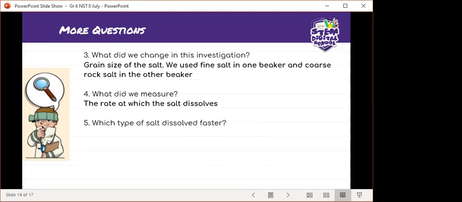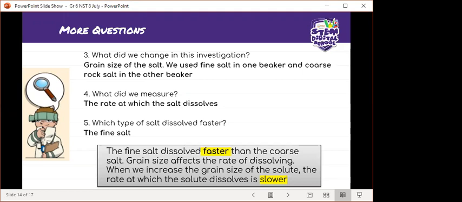Question 5, which type of salt dissolved faster? For this question, most of you answered me before we even did the activity. You said that the fine salt would dissolve at a much faster pace, or have a faster rate of dissolution, and that is correct. Just to note, the fine salt dissolved faster than the coarse salt. Grain size affects the rate of dissolving. When we increase the grain size of the solute, the rate at which the solute dissolves is slower.